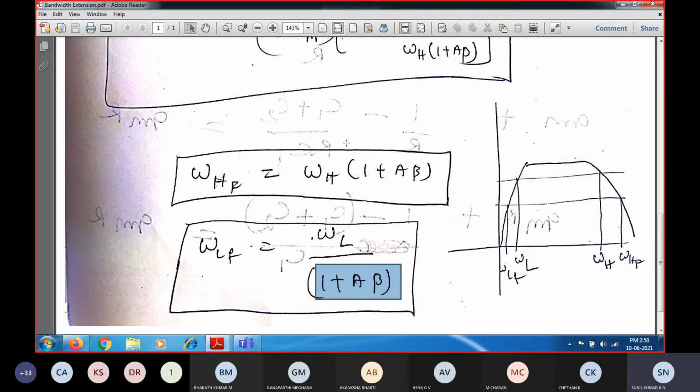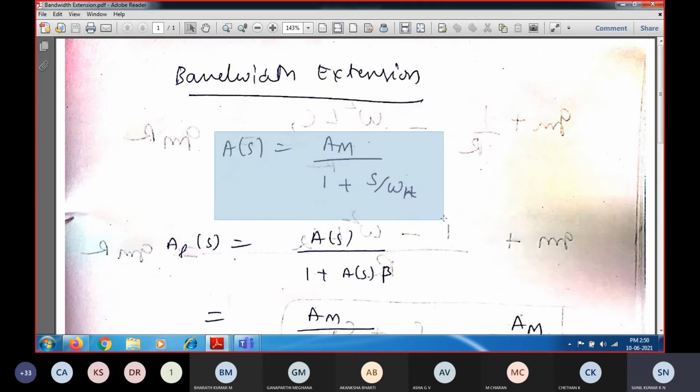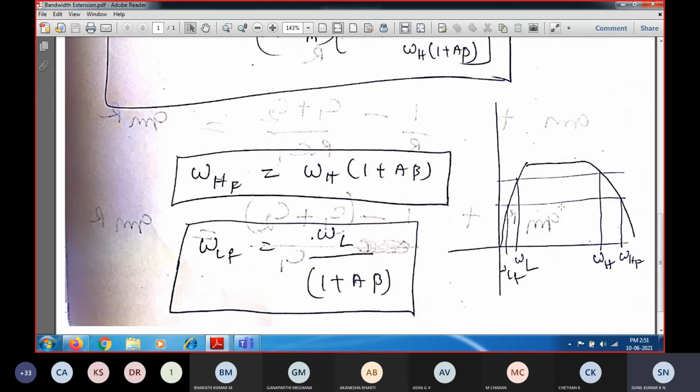So here the higher 3 dB frequency has been increased by a factor of 1 plus A beta. For the lower frequency, suppose the transfer function is a low frequency transfer function, for example a common source amplifier at low frequency. For that, omega L will be the 3 dB frequency. So for the corresponding common source amplifier, omega L will be the 3 dB frequency.